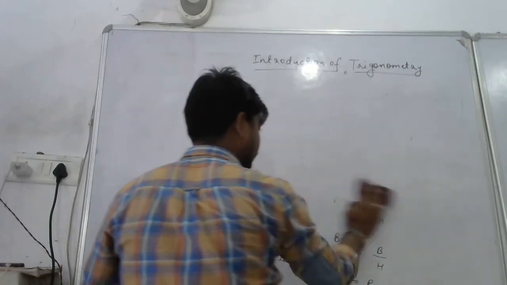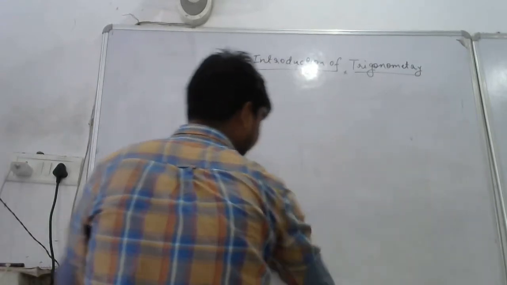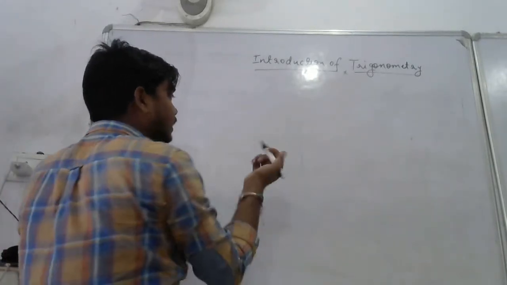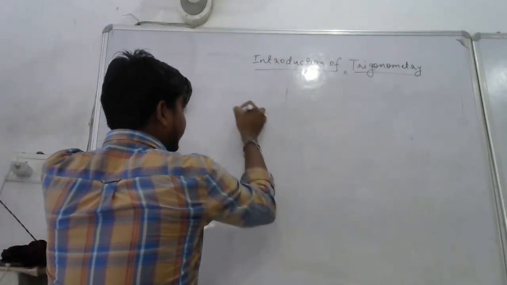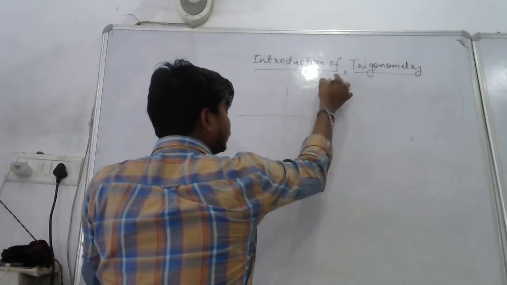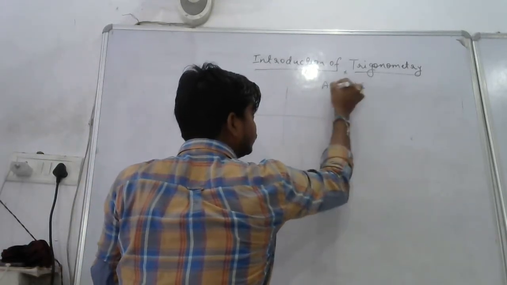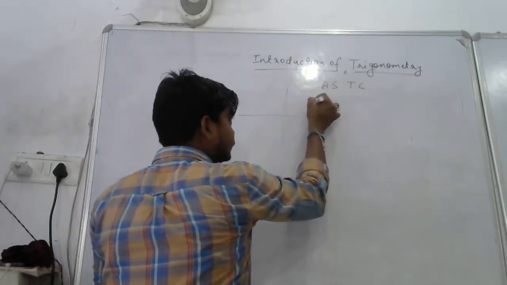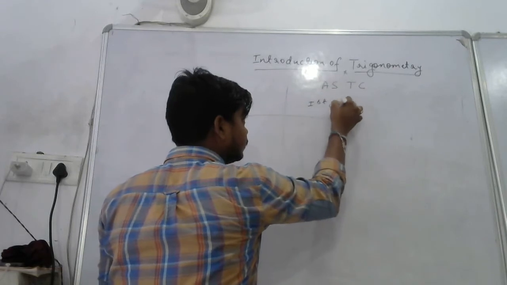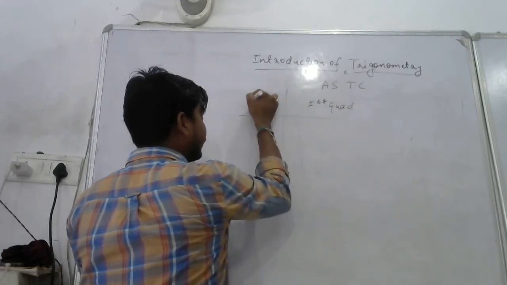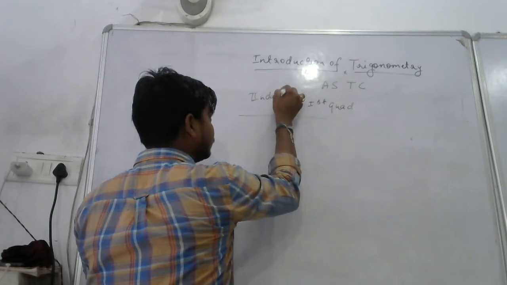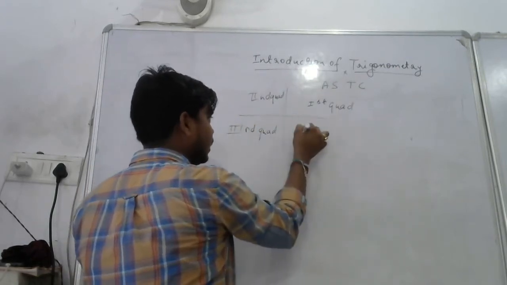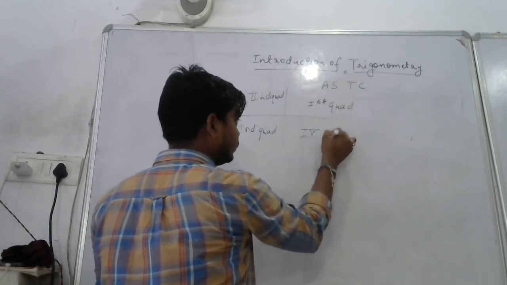And some more topics. Before we go into trigonometric identities, there are some formulas for the coordinate axes. Suppose I write a short form, ASTC: add sugar to coffee. Add sugar to coffee means this is the first quadrant, this is the second quadrant, this is the third quadrant, and this is the fourth quadrant.